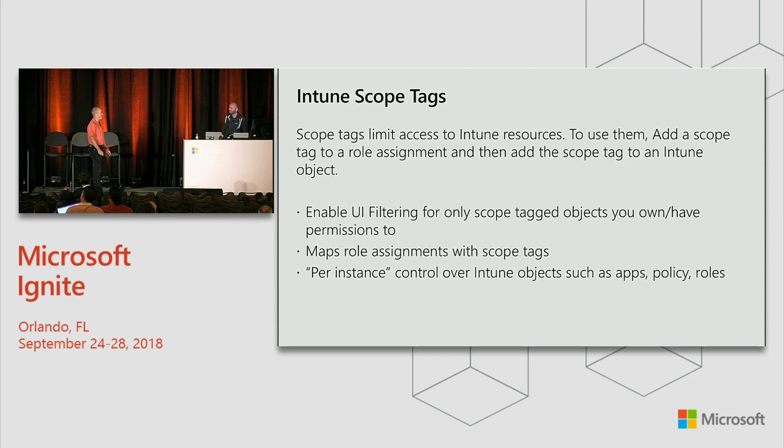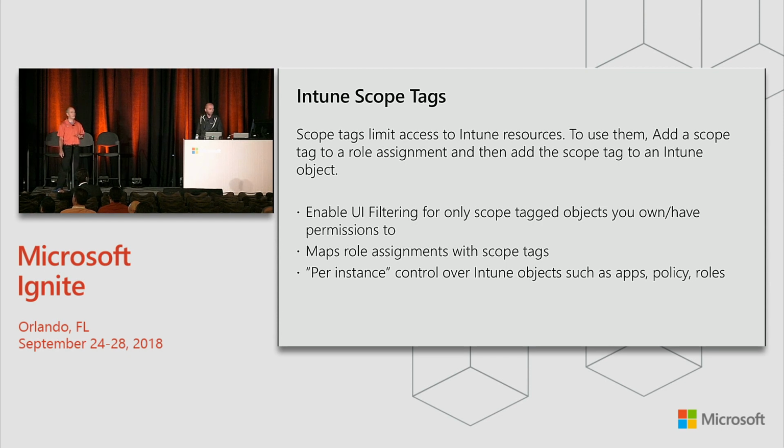So scope tags, we ended on scope tags. Scope tags will limit your access or your administrator's access to specific Intune resources. They're fairly simple to use. We're going to walk through the process of adding them to a role assignment and then tagging specific Intune resources. But what I really want you to remember is that tags are a way to filter out the specific objects in Intune for given administrators.